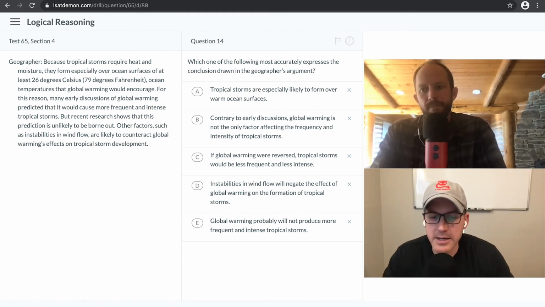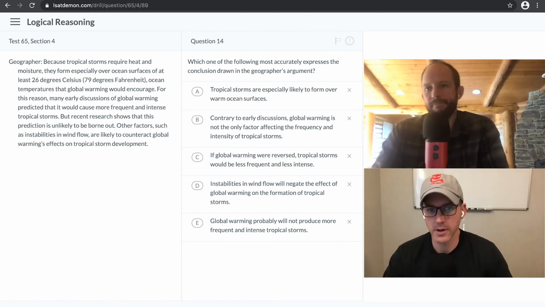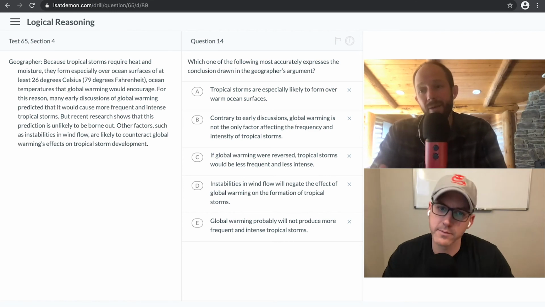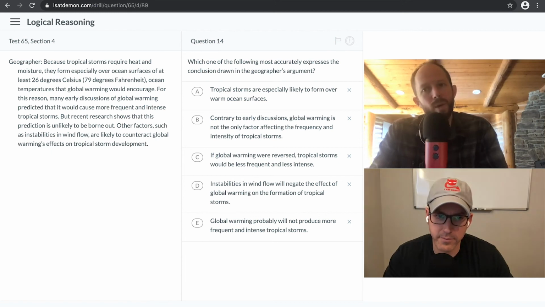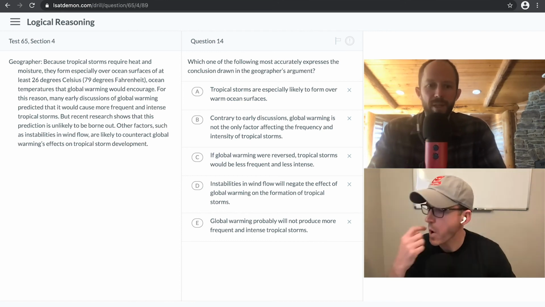Right. D, instabilities in wind flow will negate the effect of global warming on the formation of tropical storms. That is way too strong and not the main conclusion. I think you're right. Negate is really strong because what they said was likely to counteract. My real problem with D, though, is that instabilities in wind flow was just one example of other factors. And their main conclusion doesn't have to do with instabilities in wind flow.